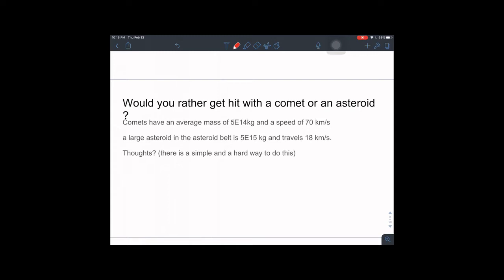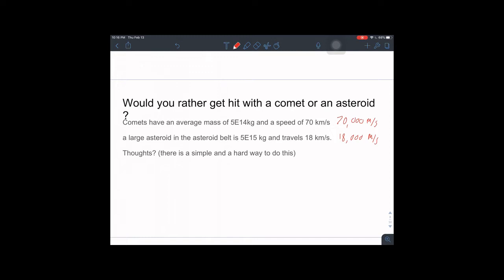So comets have an average mass of 5e14 kilos, which is just 5 followed by 14 zeros, and a speed of 70 kilometers a second, or 70,000 meters per second. A large asteroid in the asteroid belt is 5e15 kilos, and it travels 18,000 meters per second. So there's a hard and an easy way to do this.